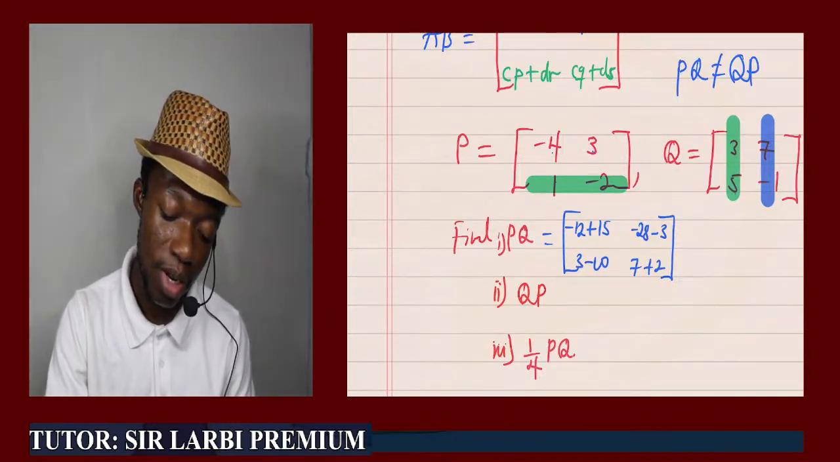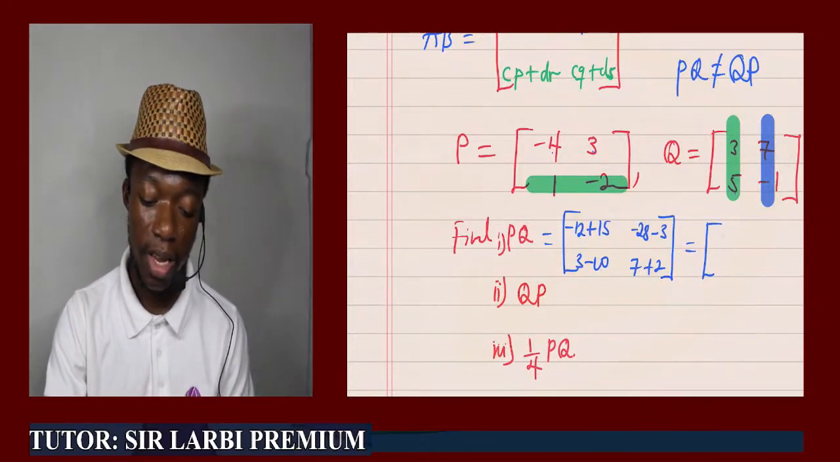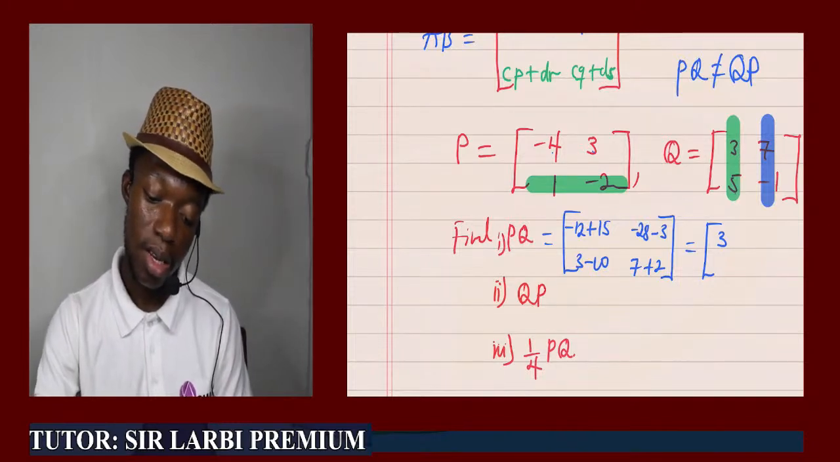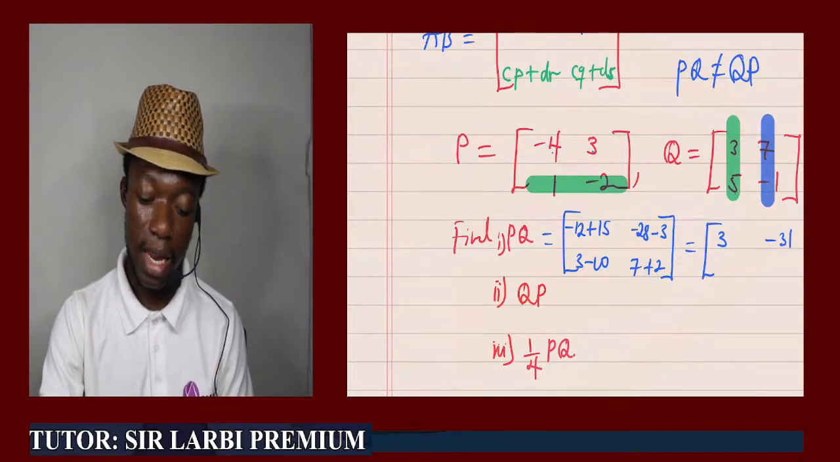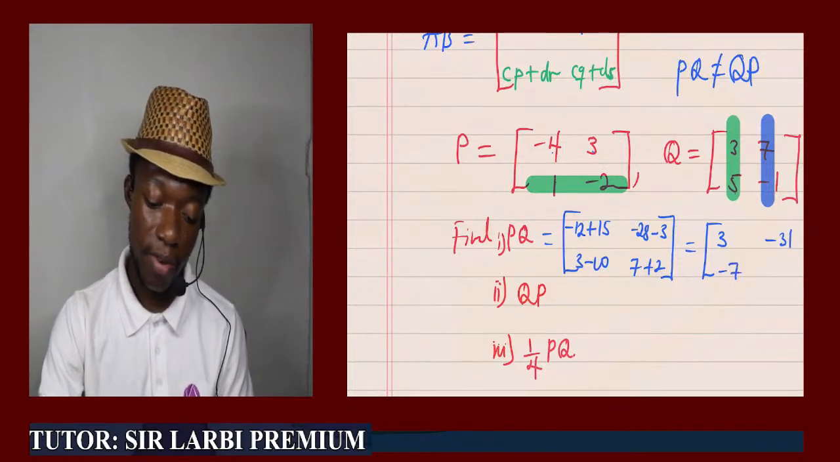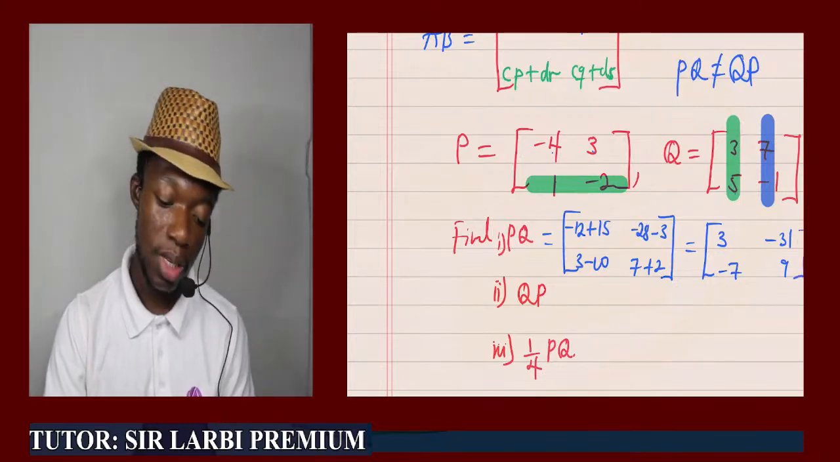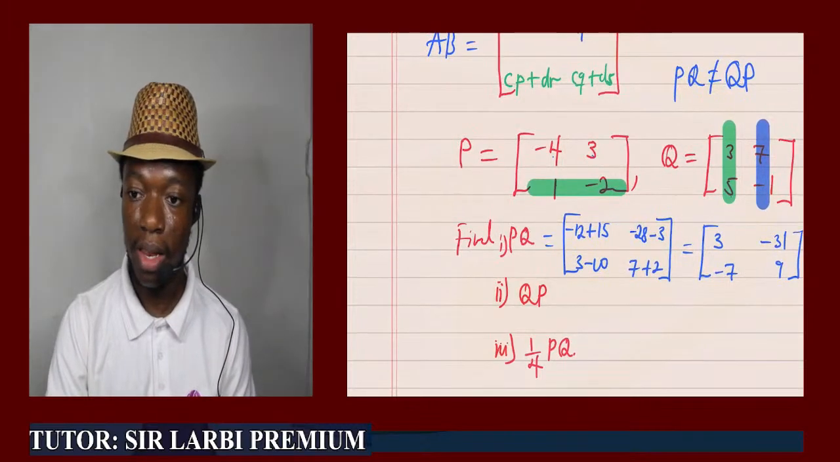At the end of the day, what do we get in summary? Here we're going to have 3, hope I'm right. Then here you have 31. Then here you have -7. Then you have 9. So this is going to be your result matrix.